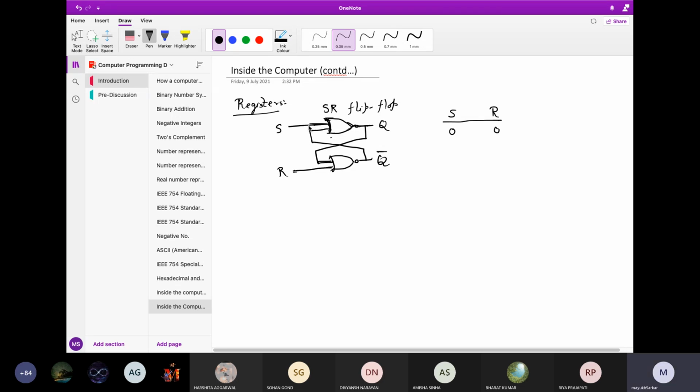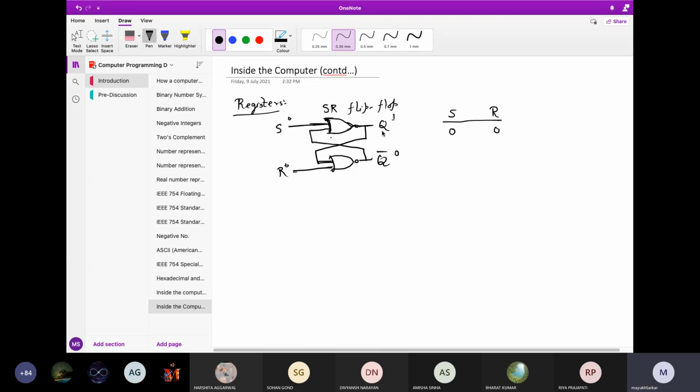So if S is 0, now suppose Q is 1 here. S is 0, R is 0. 1 and 0, you'll get a 0 here. Whereas it is 0 and 0 in the NOR gate, it will keep 1 here.